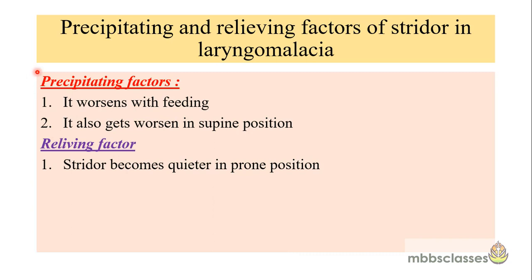Now let's see the different precipitating and relieving factors of stridor in laryngomalacia. It is seen that the stridor worsens with feeding, because the baby needs to take breaks while feeding in order to breathe. Second, the stridor also worsens in the supine position. So whenever you are taking a history, always try to find out the precipitating and relieving factors of the stridor. Then it is seen that the stridor becomes less or quieter in the prone position. So this is how knowing the precipitating and relieving factors will help you come to the diagnosis.